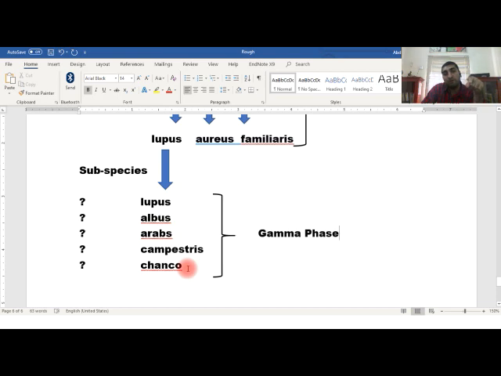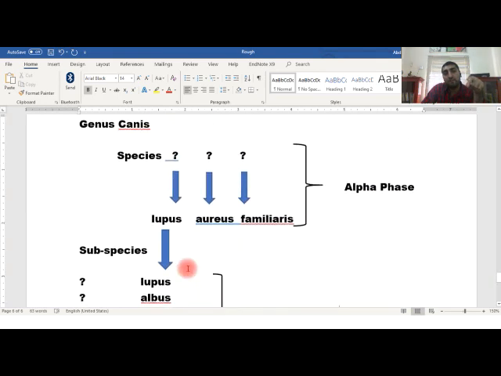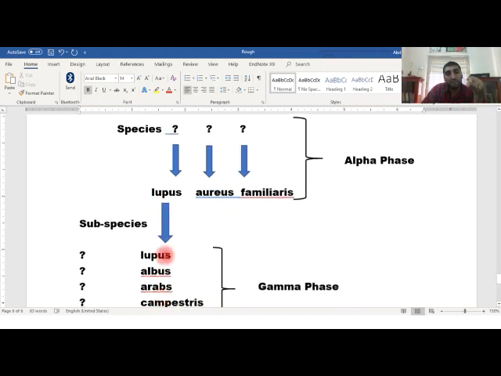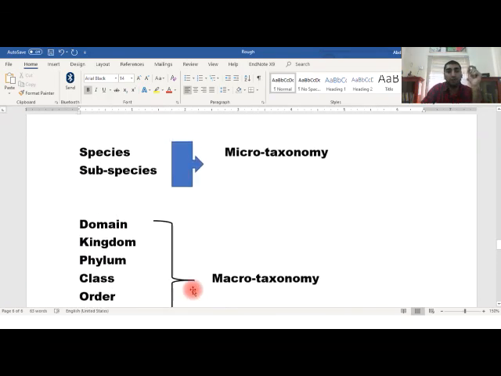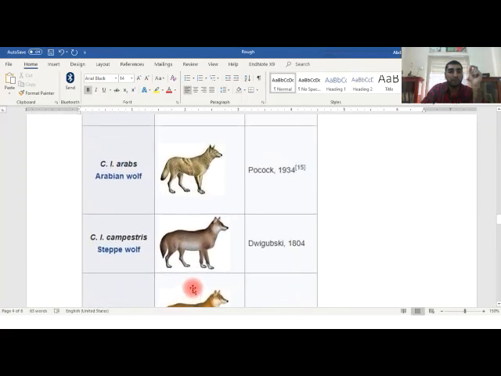Now, kis tarah ho jayenge? Ab ho gaye Canis lupus lupus, Canis lupus albus, Canis lupus erbus, Canis lupus campestris, Canis lupus chenko. And there are many other subspecies. Let me show you the pictures of these subspecies.